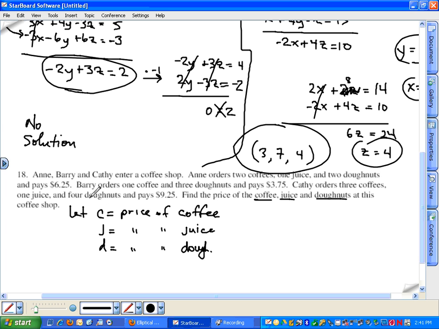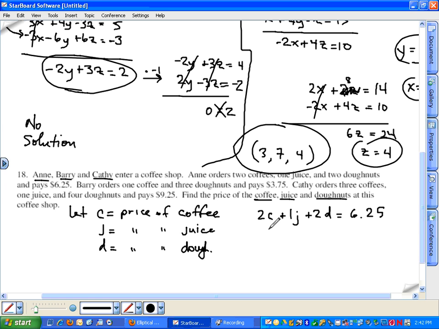Okay? And luckily we have three different people buying three different amounts or quantities of these three items, resulting in different amounts that they paid. So those are the three equations. We can build an equation from each purchase, how much Ann bought, Barry bought, and Kathy bought. So starting with Ann, she orders 2 coffees, 1 juice, and 2 donuts, and she paid $6.25.